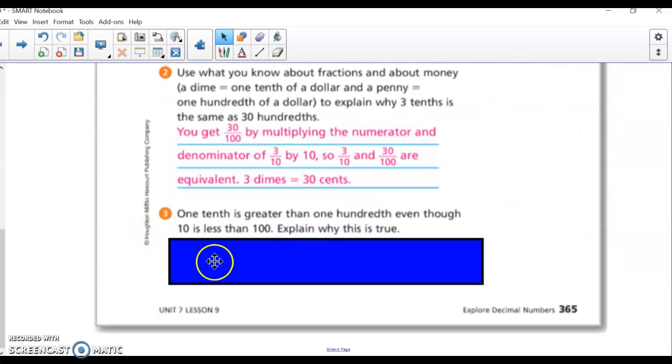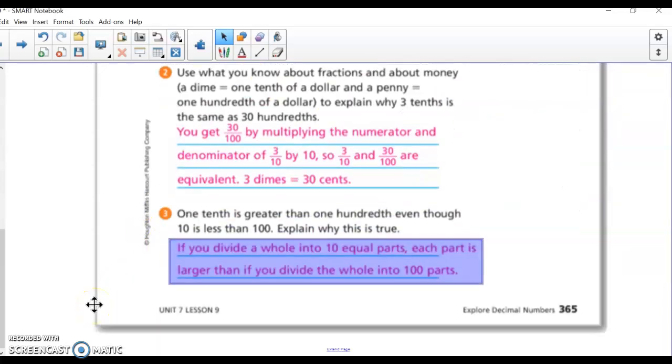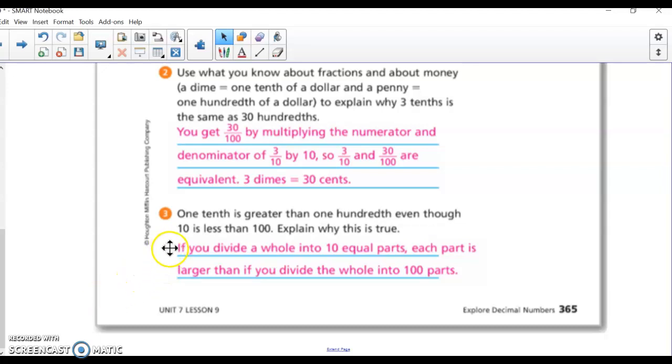Or think of money again as well, right? Think of money if you're talking about a penny compared to a dime. So if you divide a whole into 10 equal parts, each part is larger than if you divided a whole into 100 equal parts. That same thing applies with decimals. Tenths and hundredths, that same rule applies to decimals.